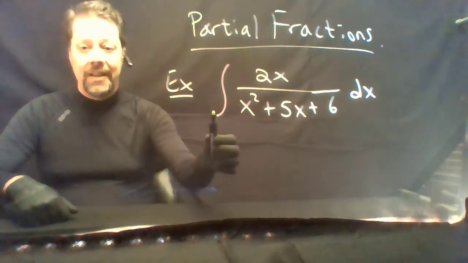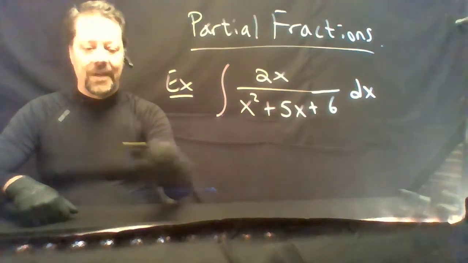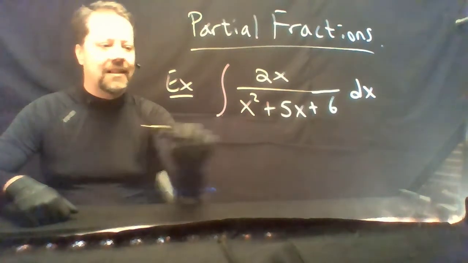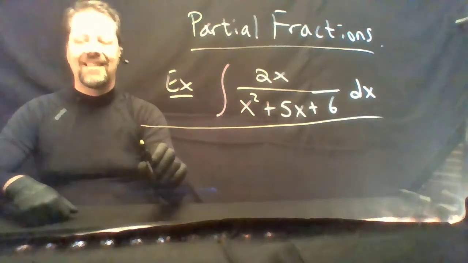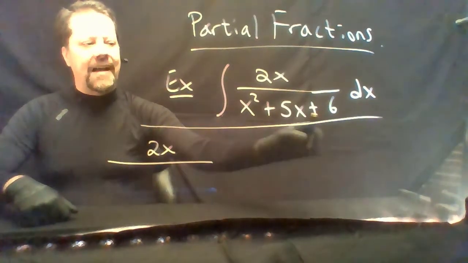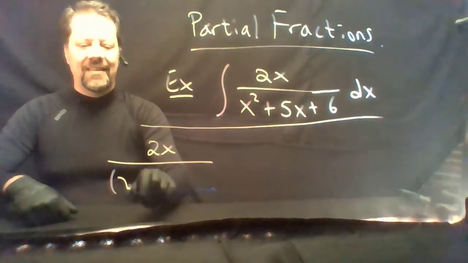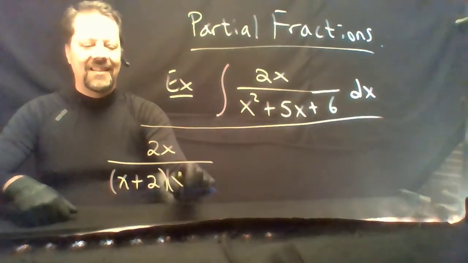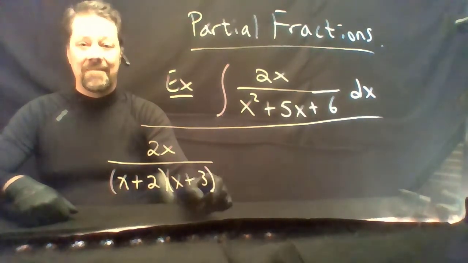I'll start by ignoring the integral. I'm not going to write equal because what I'm writing is not equal to what is above. It's a little side computation. I'll separate it from the rest. I'm going to factor the denominator. The denominator factors as x plus 2 times x plus 3.